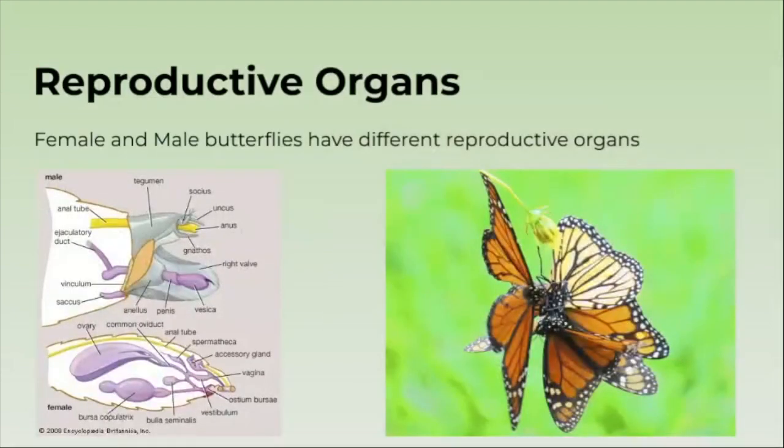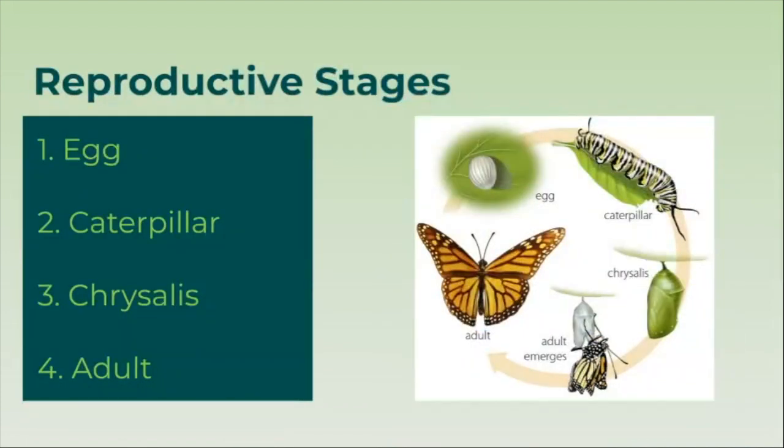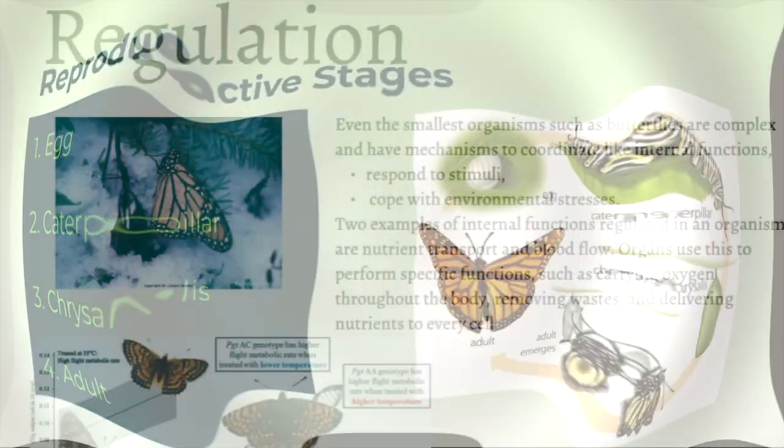Here we see a diagram of the male reproductive organs and the female reproductive organs for butterflies. They have 4 reproductive stages. They start out as a fertilized egg, then they turn into a caterpillar, and then they turn into a chrysalis, which usually lasts about 8 to 12 days, and then they emerge as a full adult.